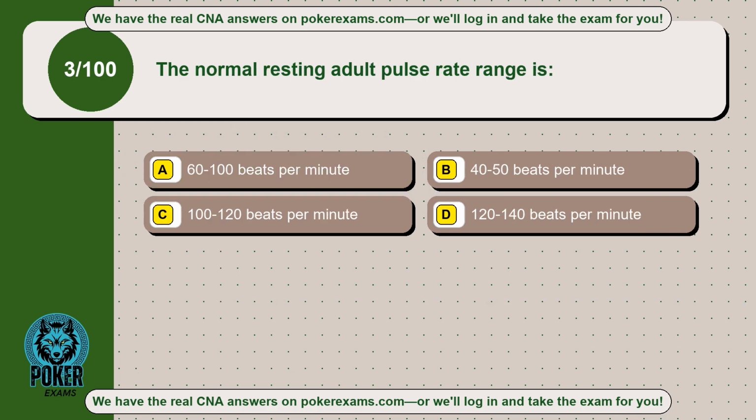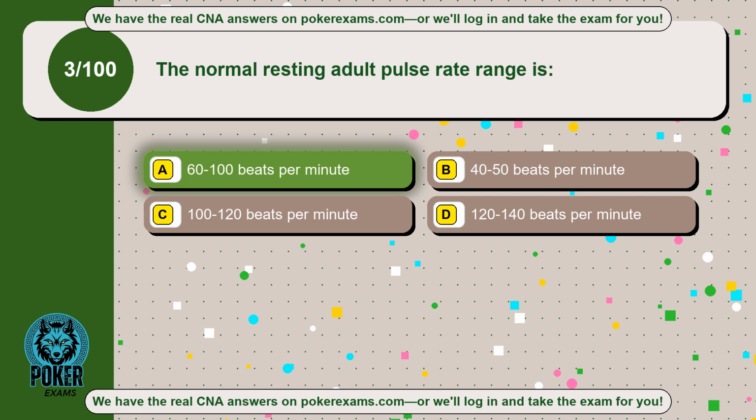Question 3. The normal resting adult pulse rate range is: Option A, 60 to 100 beats per minute. Option B, 40 to 50 beats per minute. Option C, 100 to 120 beats per minute. Option D, 120 to 140 beats per minute.